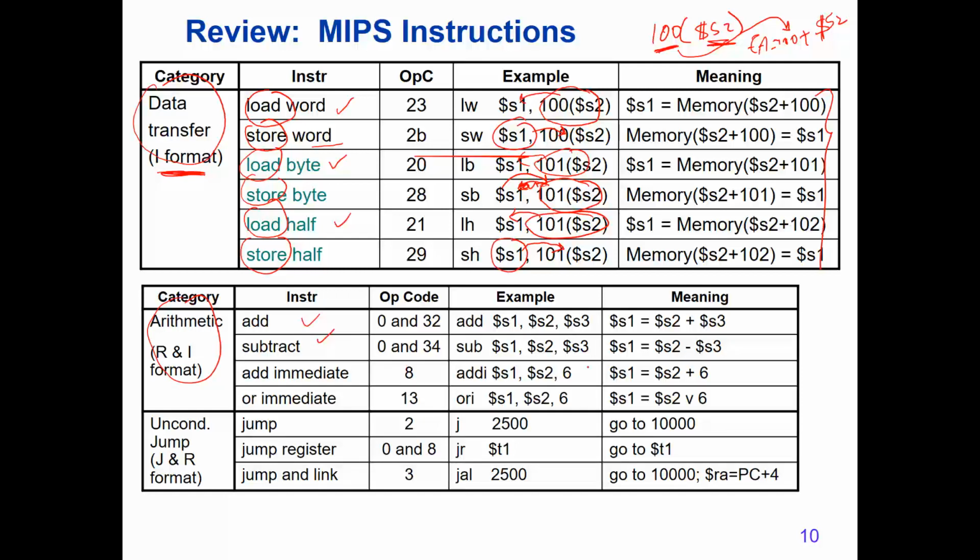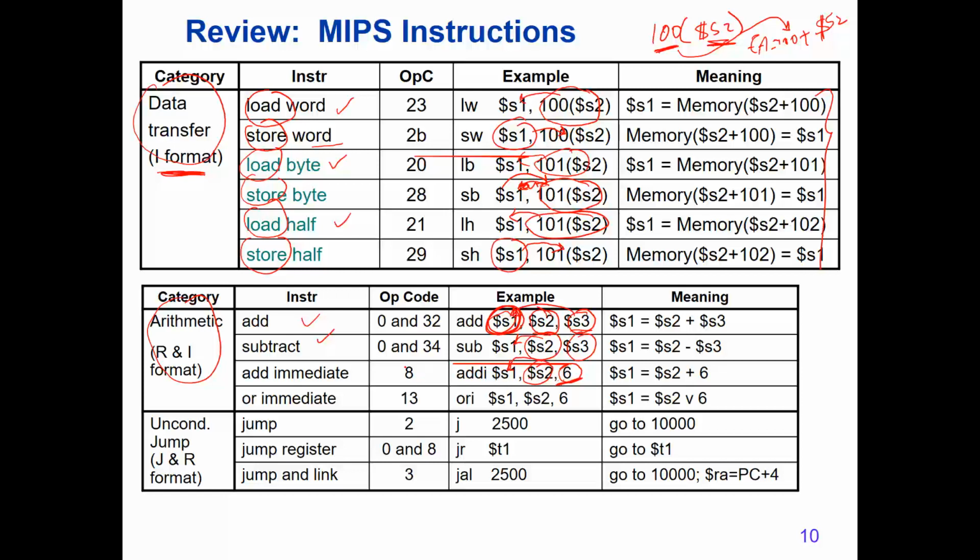We have arithmetic instructions where we can have add, subtract, and then add immediate. For arithmetic instructions, we have three operands. The last two are the sources, and the first is the destination. So we are adding s2 plus s3, and the result is in s1. Similarly, we are subtracting s2 minus s3, and the result is in s1. Sometimes the third operand, one of the sources, can be an immediate. So now we are saying s2 minus 6, and 6 is immediate data.